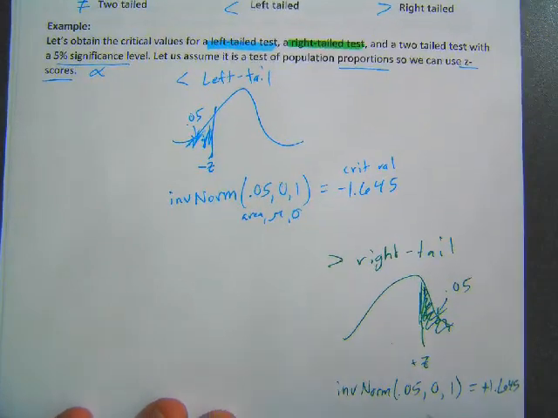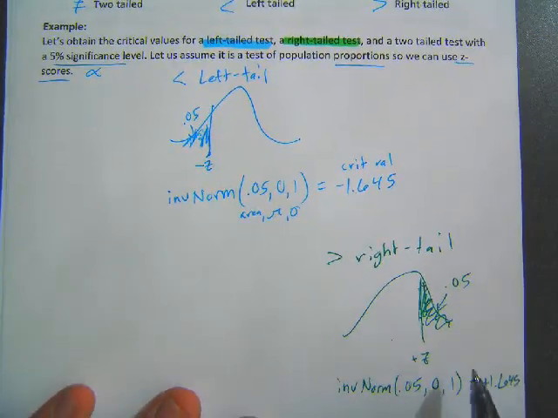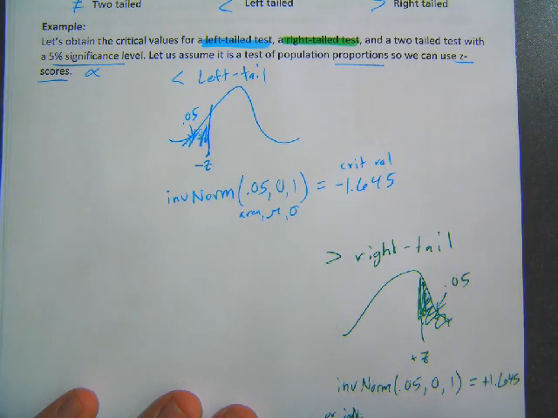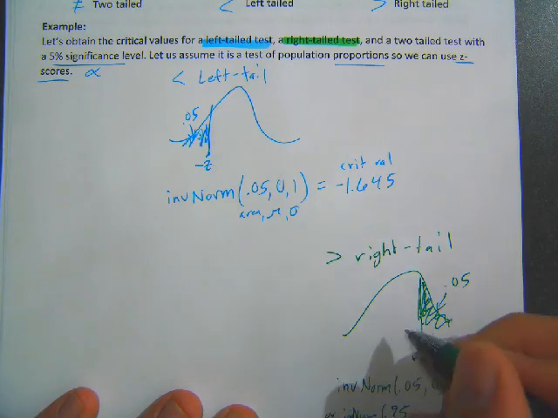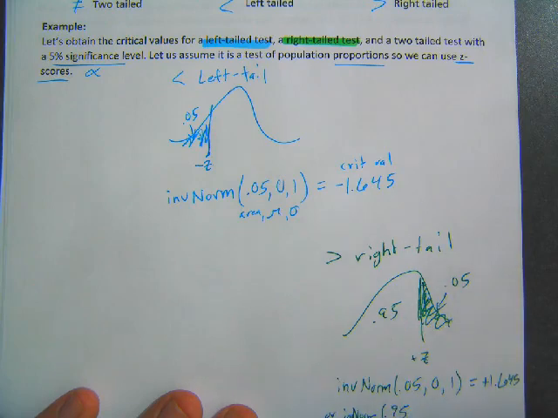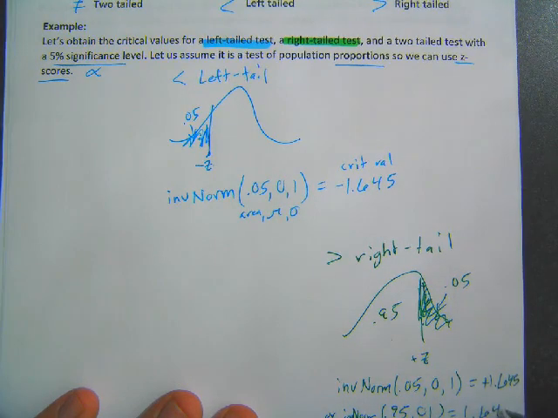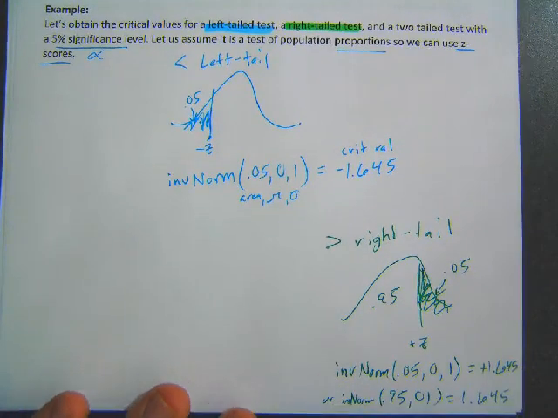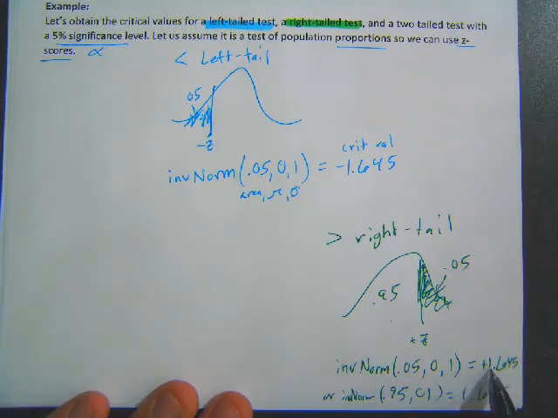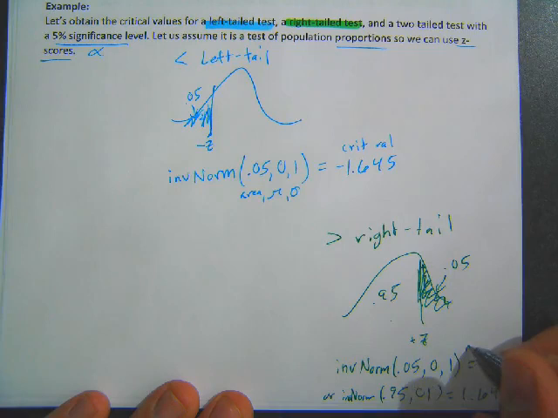So I don't even have to do the calculator way. Now, if you wanted to get the positive directly, you could type it in as inverse norm of 0.95, because that would put 95% to the left. This is 0.95. And that way you would actually get 1.645, the positive version. So you could do it either way. You can do it this way where you turn it into a positive.